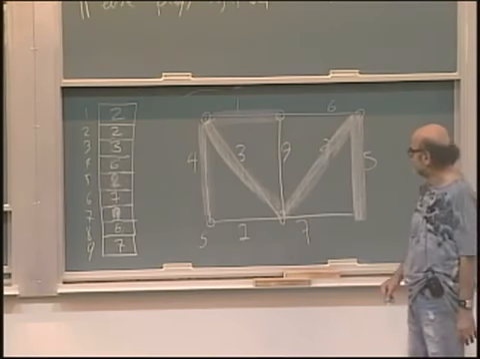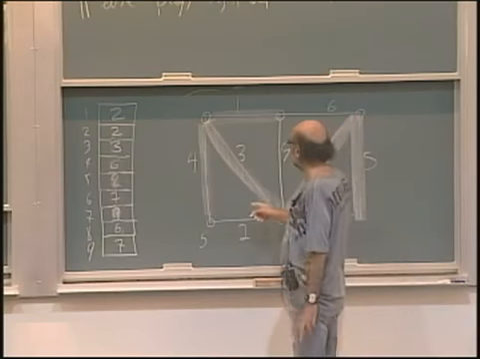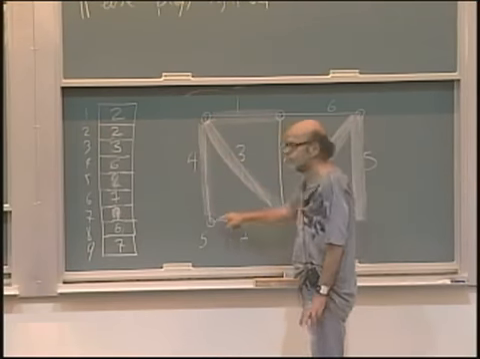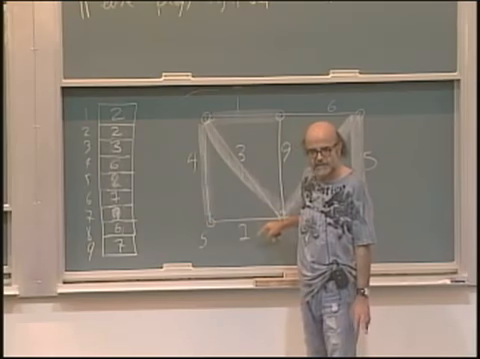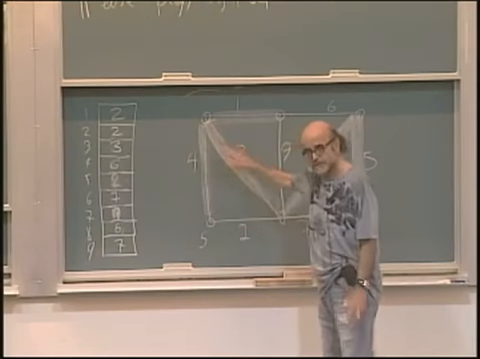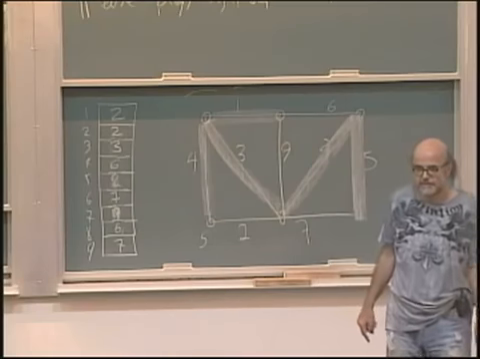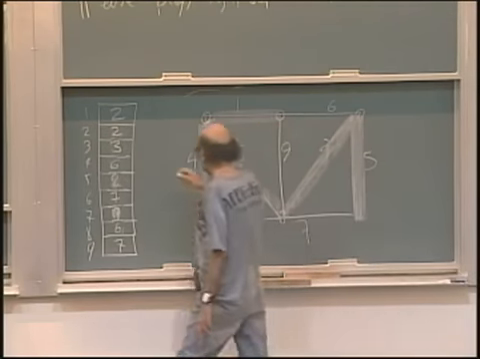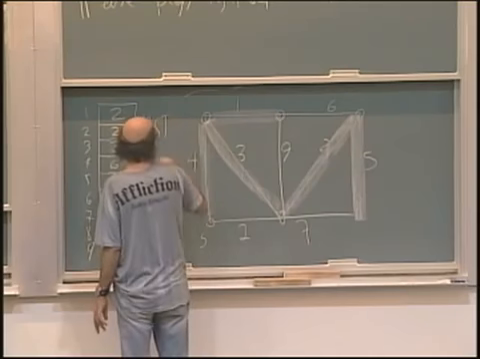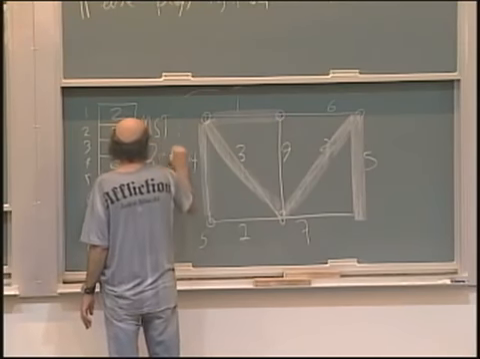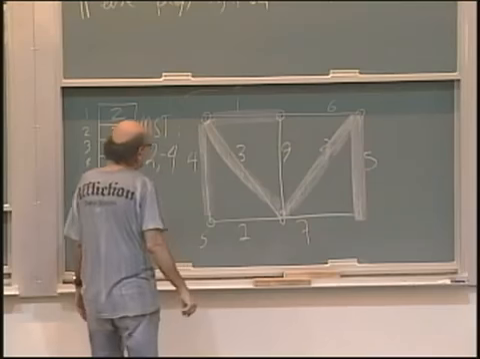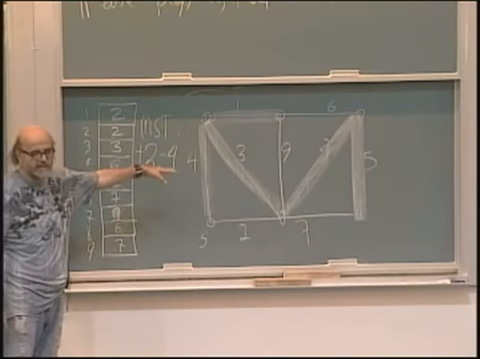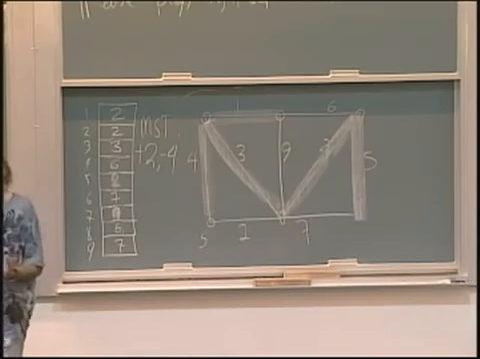So the minimum spanning tree would not have this, would have this. Everybody sees that? But this is the best tree for Dijkstra, for shortest paths. So you see what I've done here? I've constructed an example where the two solutions differ.